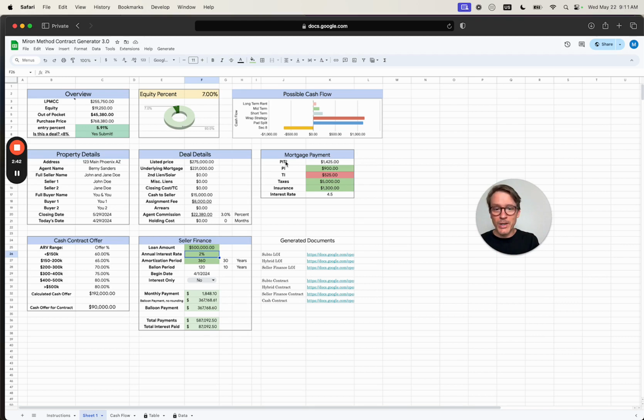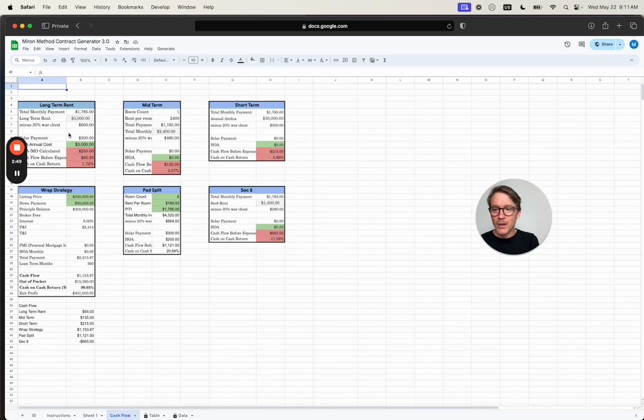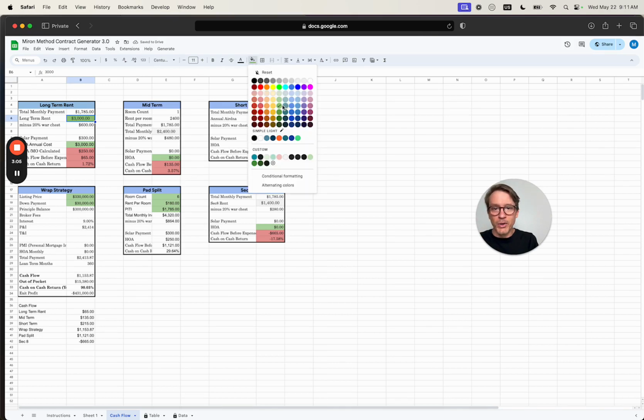Anyways, all right. So here's the second part of it, the cash flow. Okay, so you have long-term rent, mid-term rent, short-term rent, wrap, pad split, Section 8, and you're going to calculate all these things. Here's where you would put your long-term rent. I'm going to make this a green color so you can tell where to put it.